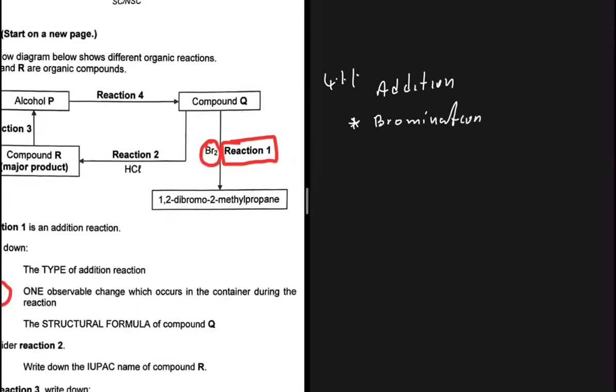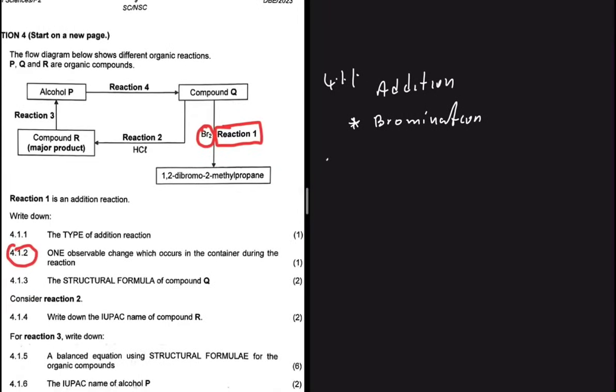Bromination, right? If we were adding 2 hydrogens, then the answer would be hydrogenation. But here we're adding bromine, so it is bromination, right? And now for 4.1.2, one observable change that occurs in the container during the reaction. When the reaction takes place, the color will go from brown to colorless, and not the other way around, right? So the answer to 4.1.2: the color in the container will go from brown to colorless.